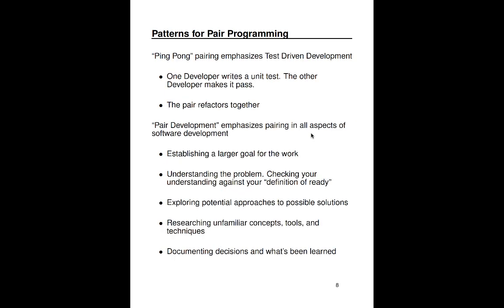Another pattern for pair programming is called ping-pong pairing. Ping-pong pairing is all about leveraging test-driven development to get work done. The way this works is that one developer will write a unit test, and then the keyboard will pass to the other developer to make it pass. And then together, they refactor the code to make it better. So it's that red-green refactor cycle, ping-ponging back and forth between two people.